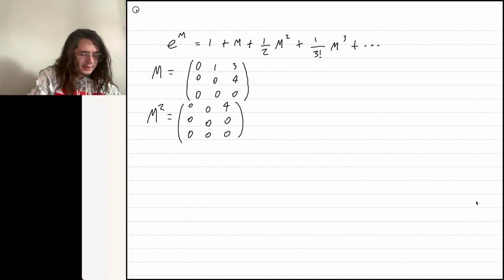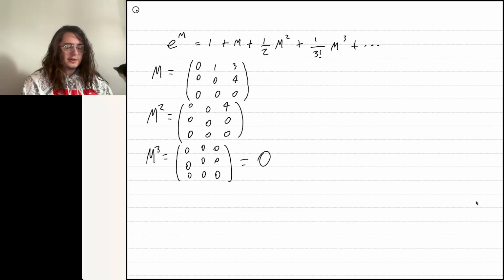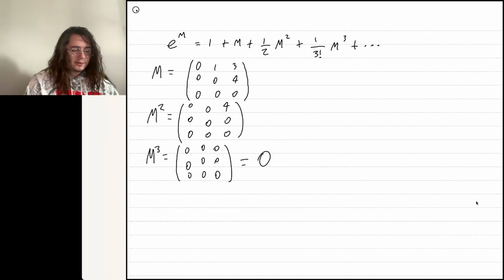If you multiply this by the matrix again, definitely getting zeros in the first two columns and also the bottom rows and also at the top right corner. So yeah, the matrix doesn't go up to third order, it just goes to second order.